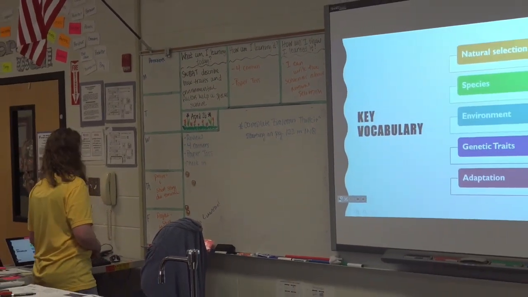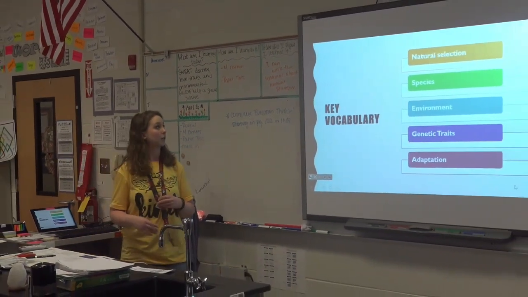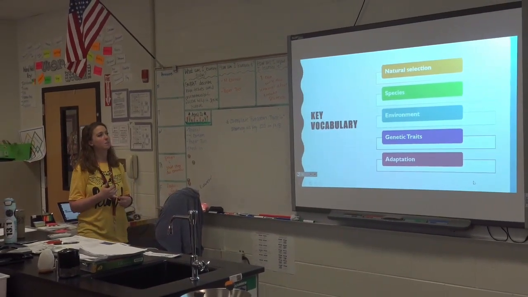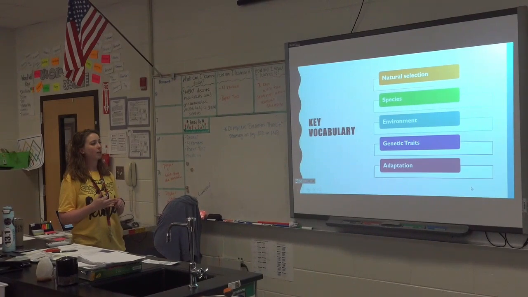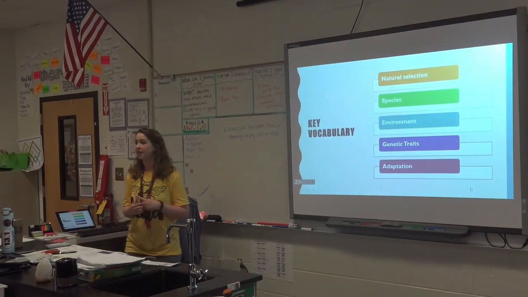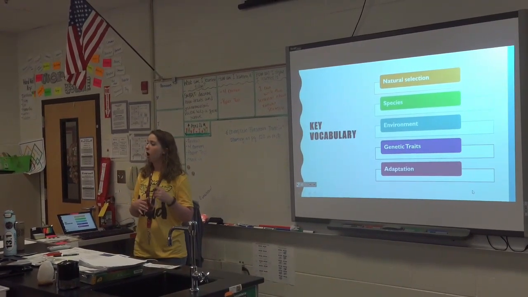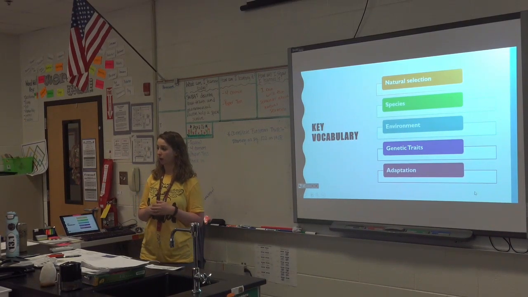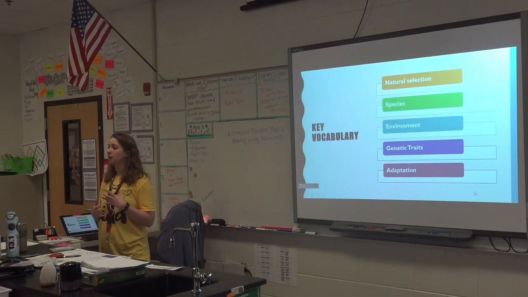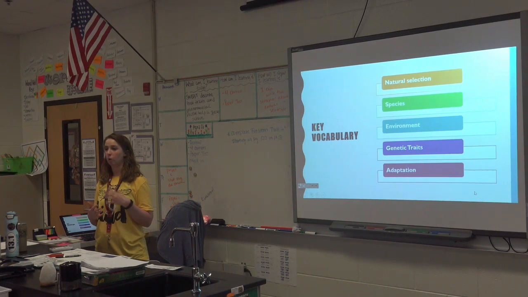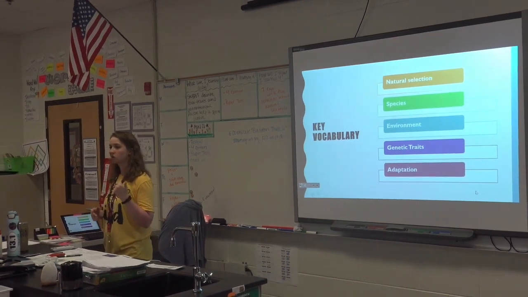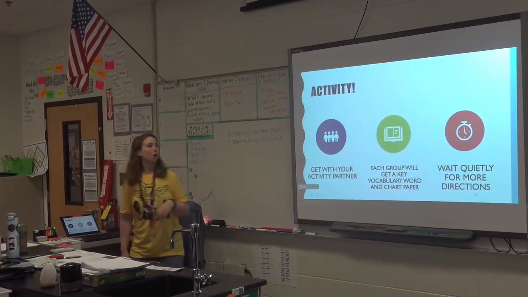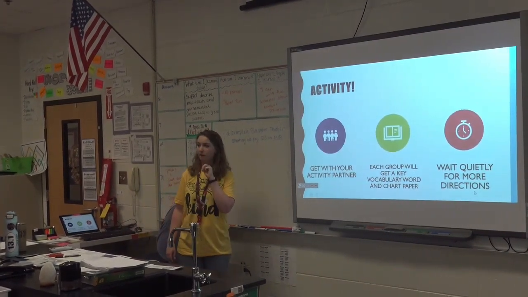All right, so let's review our key vocabulary. Our key vocabulary we looked at yesterday was natural selection, species, environment, genetic traits, and adaptation. These are those words that we wrote down on page 106 and 107 in our tip chart in our interactive notebook. So to review that, we're going to be doing an activity called 4 corners. So let's look at our instructions, and then we're going to get into our groups. Okay? So 3 instructions we're going to look at first.